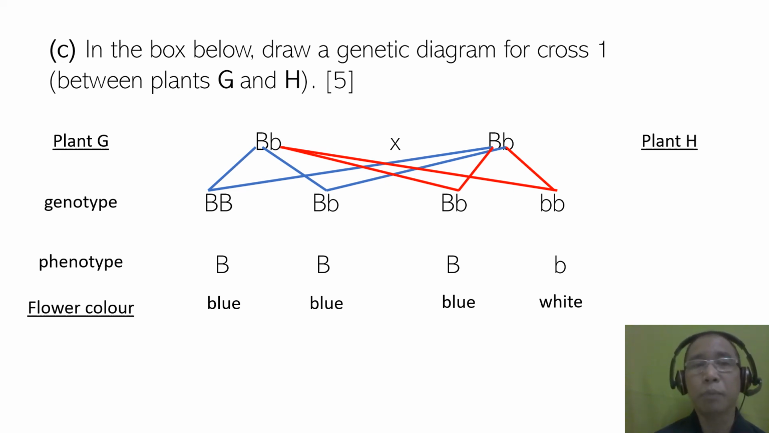For its genotype, we can now see that the first is a homozygous dominant, capital B and capital B. Then it will be capital B and small letter b, which is heterozygous. Next again, capital B and small letter b, which is heterozygous. And the last probability is small letter b and small letter b, homozygous recessive. So for the phenotype that will be expressed, for the first it will be capital B. The second will be capital B, the third will be capital B, and the last will be small letter b. So the phenotypes will be blue, blue, blue, and white.